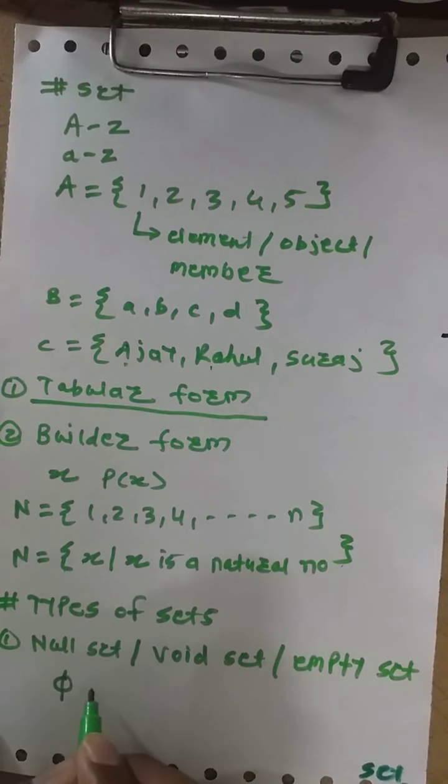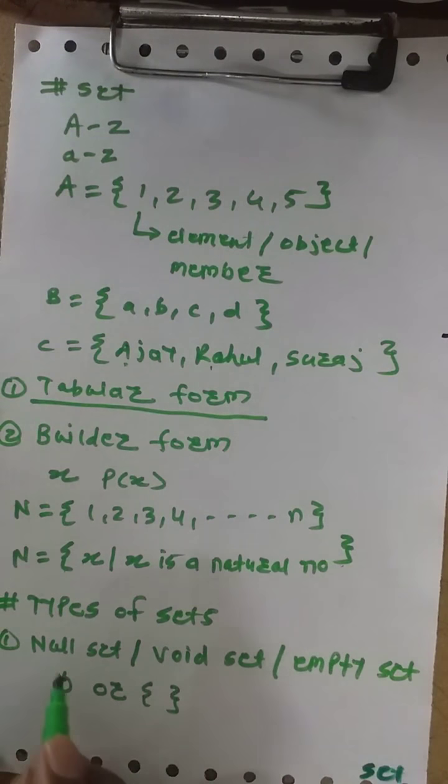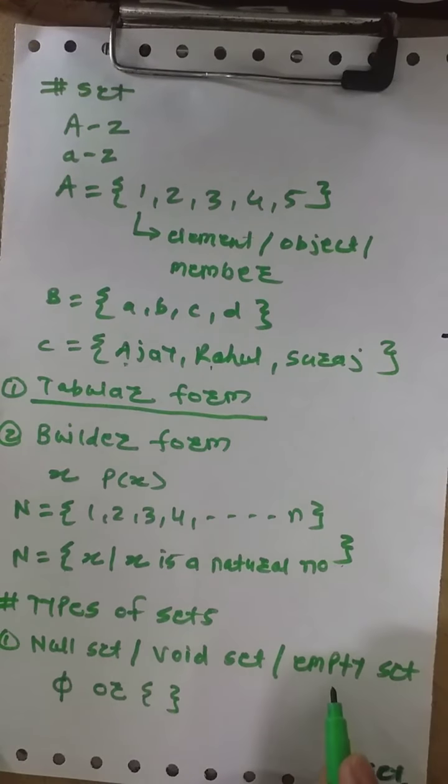phi or opening and closing braces with nothing inside. So in this way we can represent the null set. It is also called void set or empty set. The set which has no element is called an empty set, null set or void set, and it is denoted by phi or empty opening and closing braces.